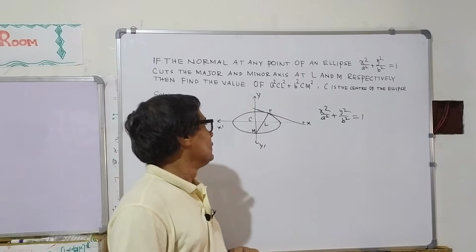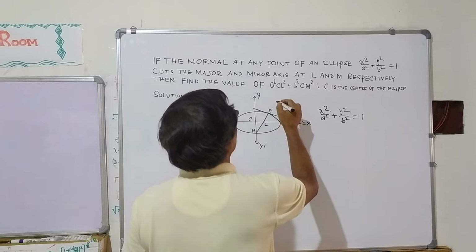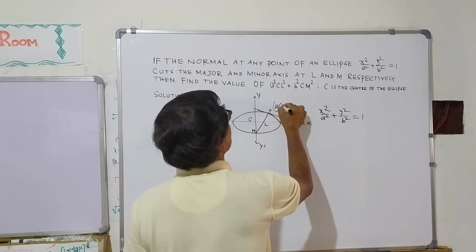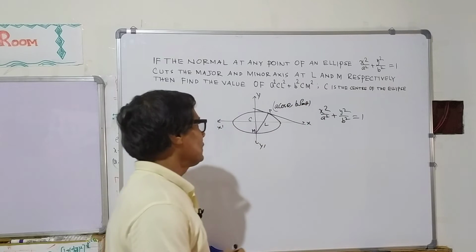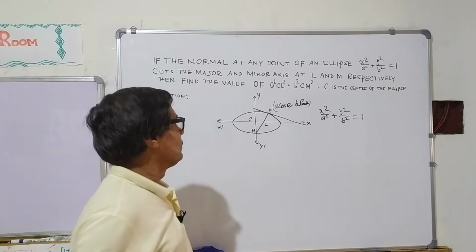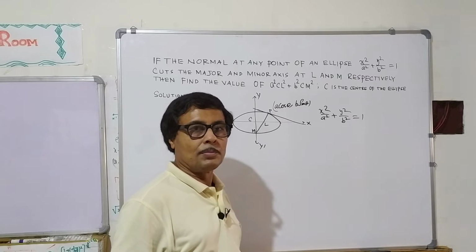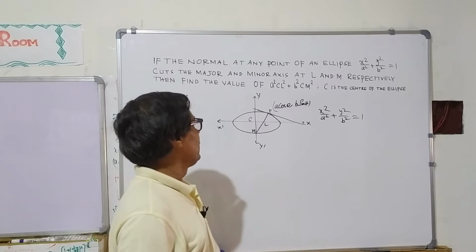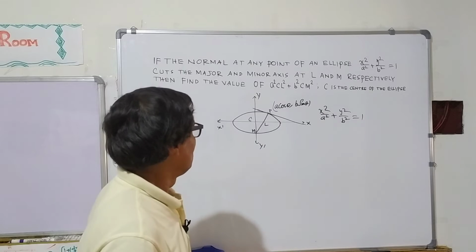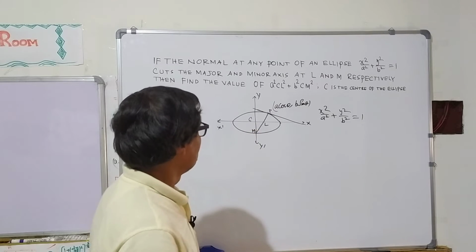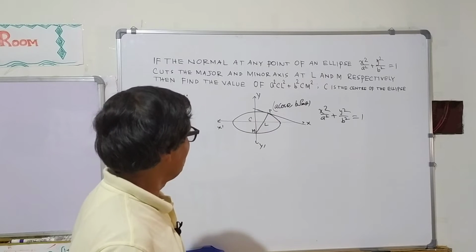Here the fixed point is P, an arbitrary point. We can choose this arbitrary point as a cos theta, b sin theta. Then we have to find the gradient of the normal, that is the normal PLM.